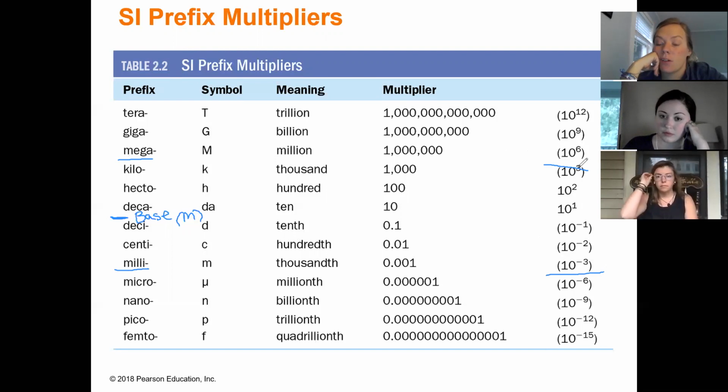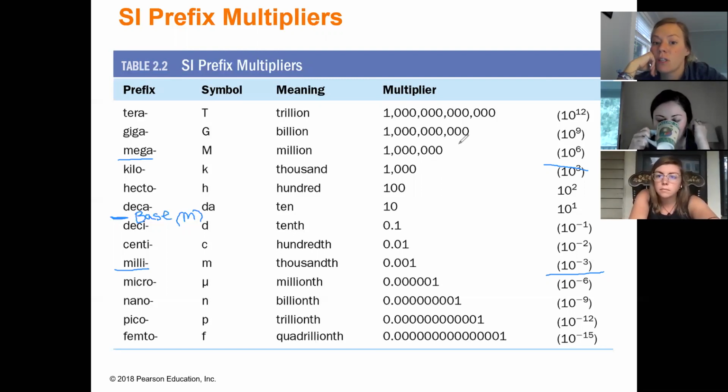So 3 sets of zeros. If we look here, this is a million. To get to the next one, there isn't a 10 million prefix, it goes to a billion. There isn't a 10 billion or 100 billion prefix, it jumps up to a trillion. So you can see the factors are increasing by 3 zeros. Same thing over here, the factors are decreasing by 3.